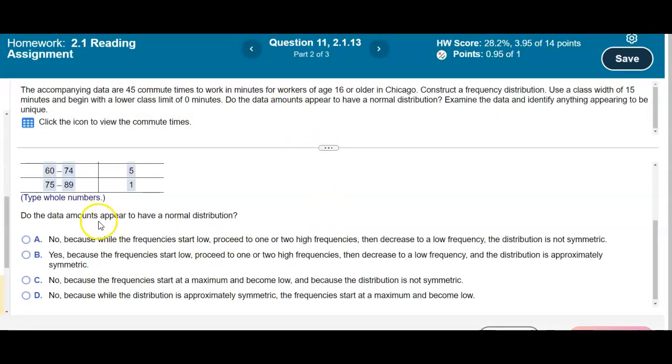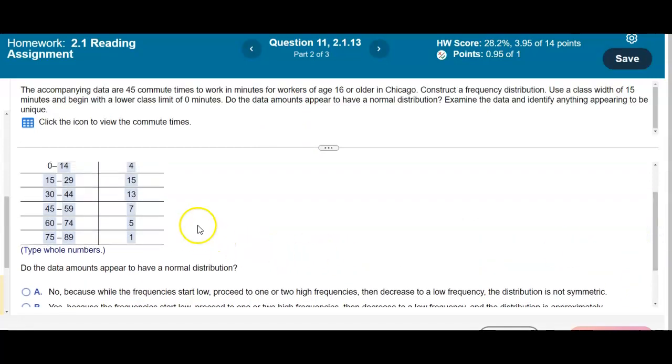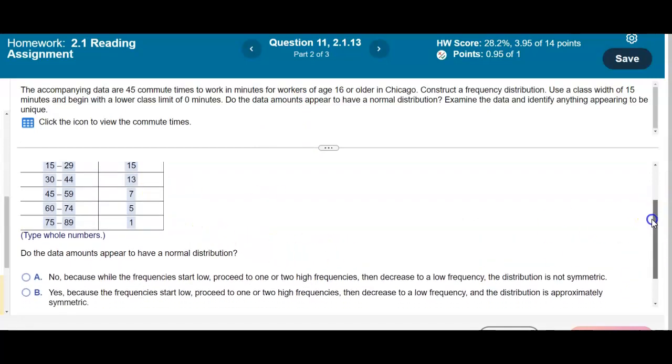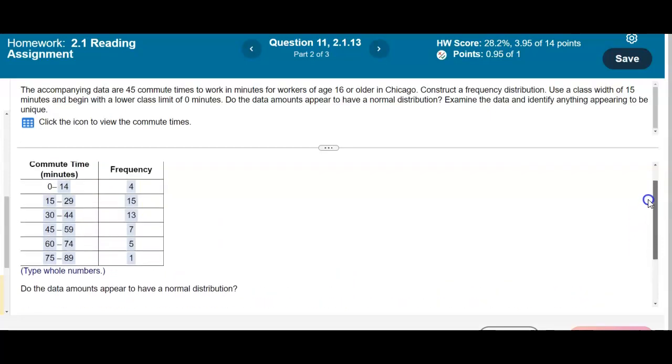Okay, now it says, do the data amounts appear to have a normal distribution? Now if it was a normal distribution, it would have to have all the data in the center, and then it should be symmetric. Now, it starts low, but not super low, and then it's high pretty quick, and then it gets low again. But it doesn't necessarily mean that the high numbers are in the middle, so it's not going to be a symmetric looking kind of figure.